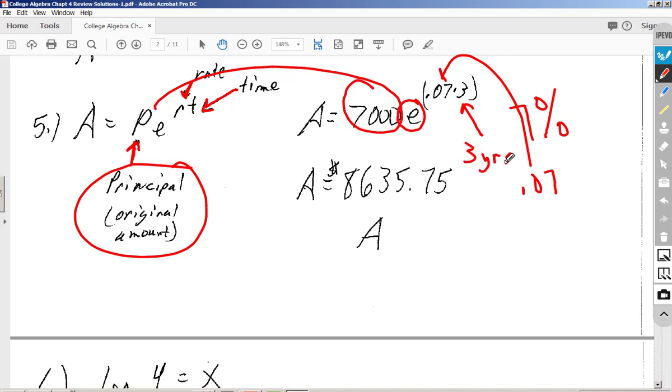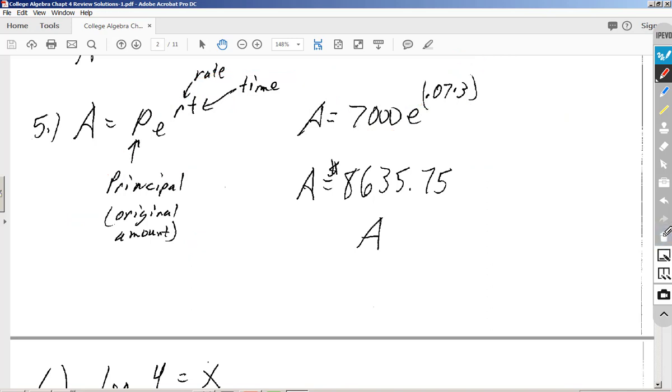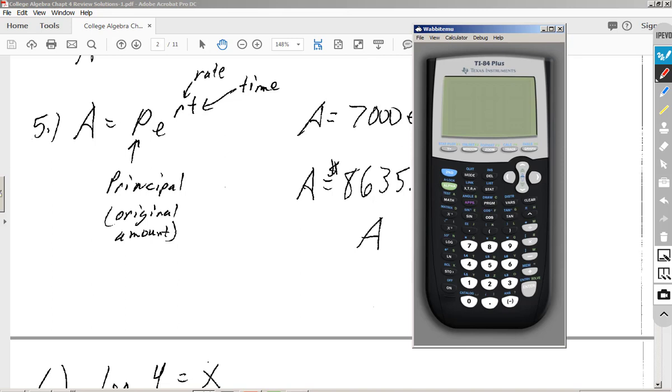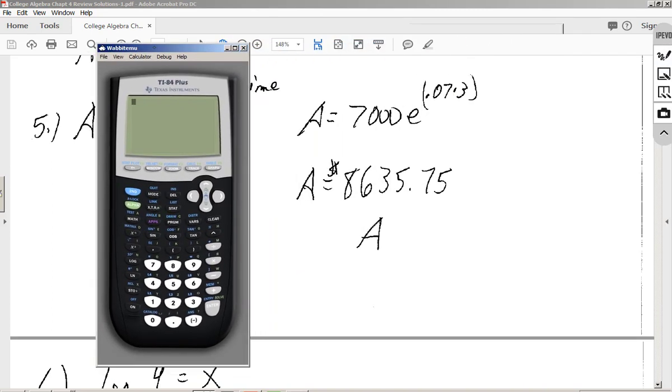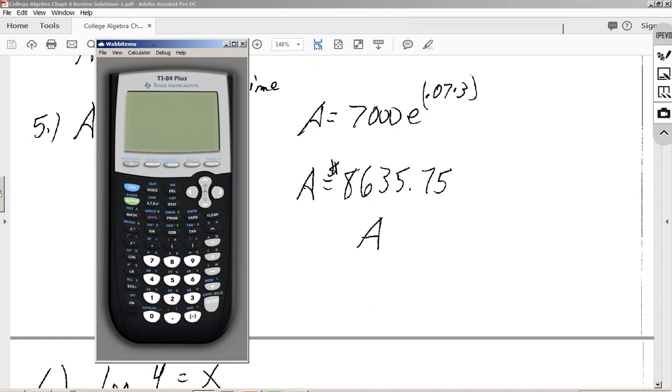Okay, now that I've done that, I just go ahead and put it in my calculator and see what that comes out to be. So on my calculator, I'll slide this back over again, and we'll put it inside the calculator. So it says we've got 7,000.